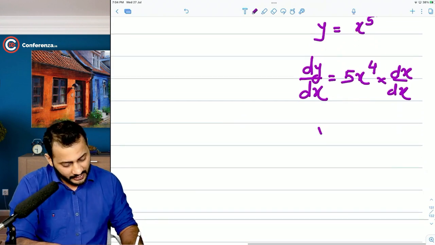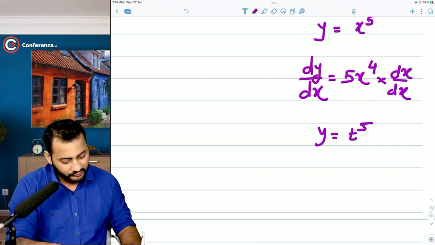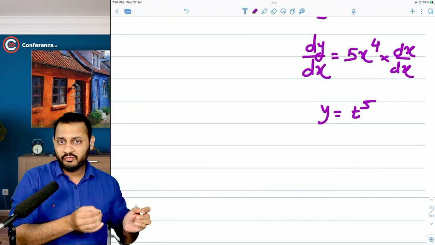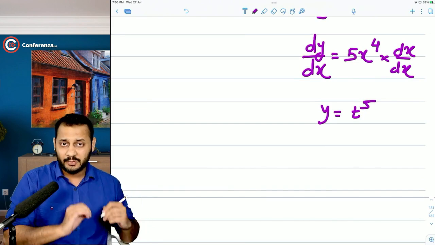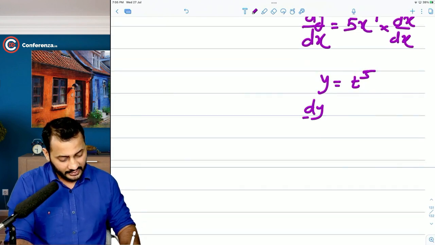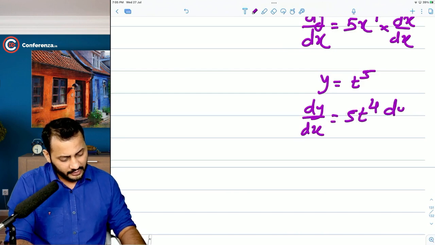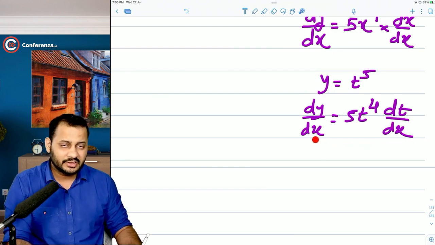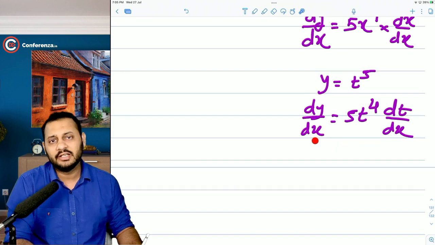Sometimes you might find an equation like y equals t to the power 5. Now if you want to calculate its derivative with respect to x, it will look like dy by dx equals 5 t to the power 4 dt by dx. So it is with respect to x, that's why it is in the denominator.